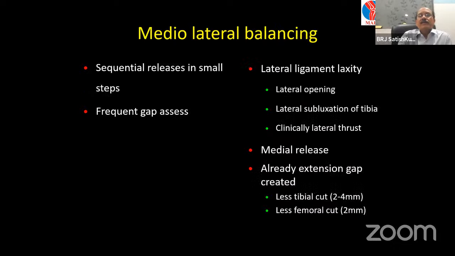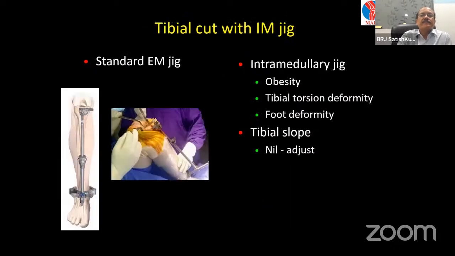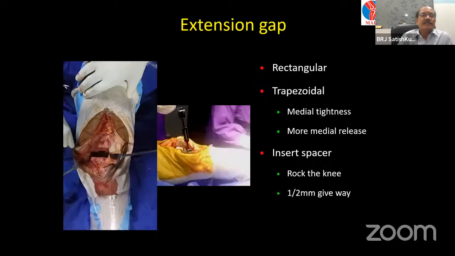And after doing these bone cuts, we have to check the extension gap. The extension gap should be rectangular like this, which you see on the left side. And if it is trapezoidal with a medial tightness, again, we may have to do more medial release.